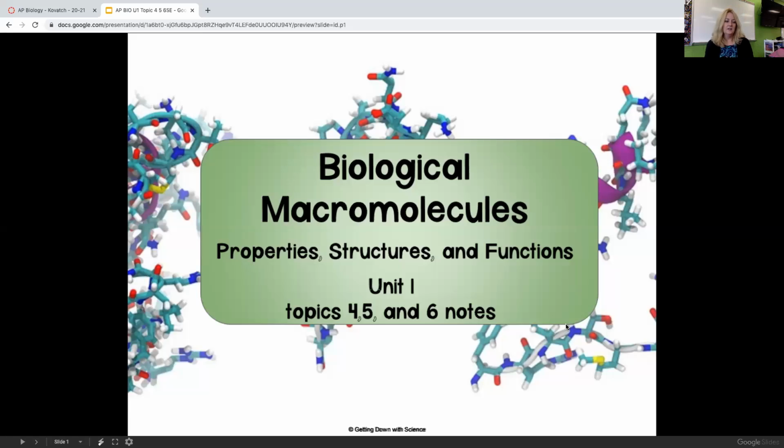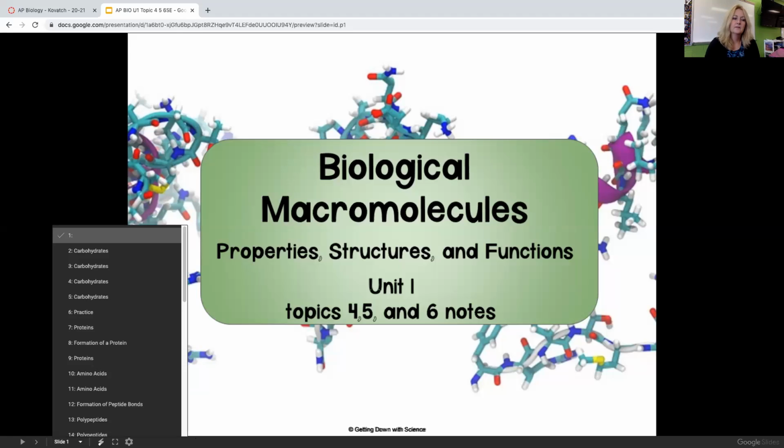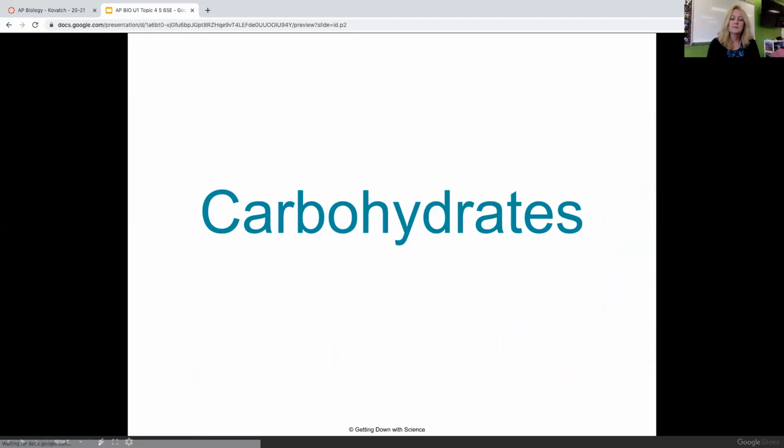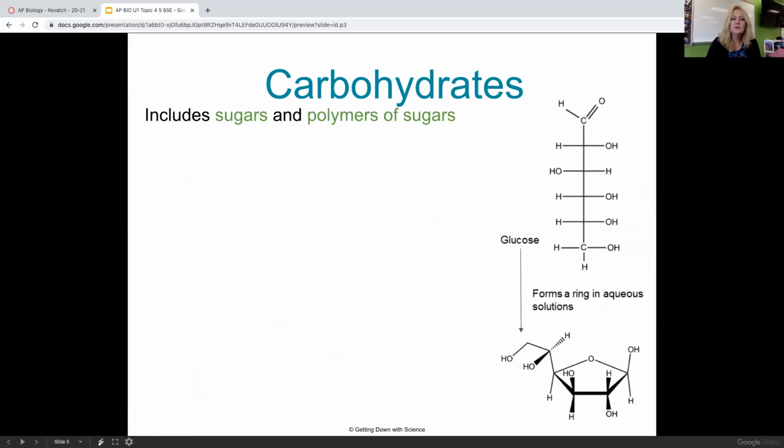Great. All right, so this is all about biological macromolecules and properties, structures, and functions, Unit 1, Topics 4, 5, and 6. Carbohydrates. Let's start with carbohydrates. Take a look at this slide.